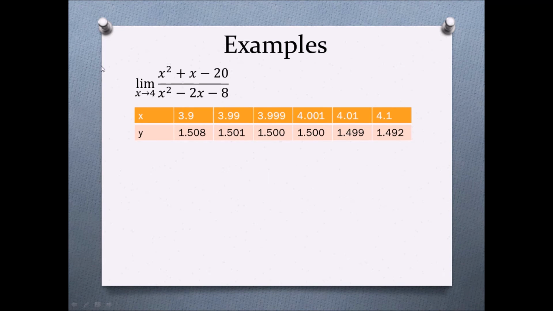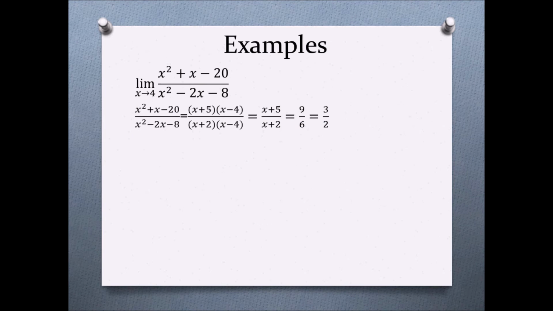Okay, let's estimate. Let's get values of x from both sides of x equals 4, and you can see that as x is getting closer to 4, y seems to be getting closer to 1.5. So we can assume that the limit as x approaches 4 is 1.5. So how do you calculate it?